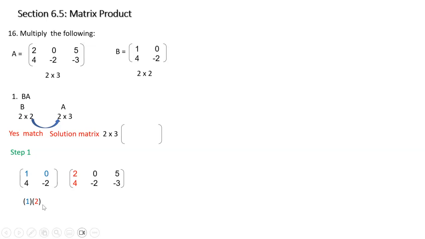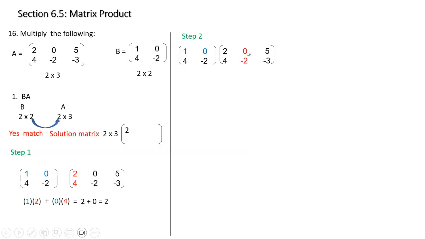Okay, so let's do it. It's going to be 1 times 2 plus 0 times 4. It's going to give us 2. So that 2 goes in the first slot, which is row 1, column 1. Now for step 2, I'm going to multiply the same row, but now times the second column. So it'll be 1 times 0 and 0 times -2. It's going to give us 0 plus 0. The answer is 0. So the 0 goes in the first row, second column.